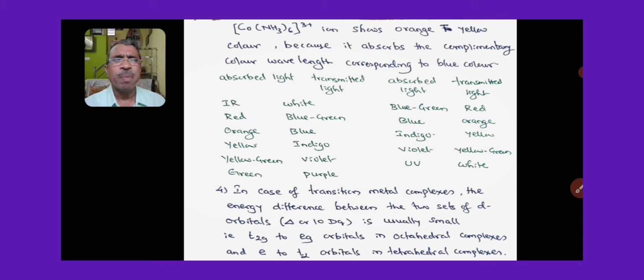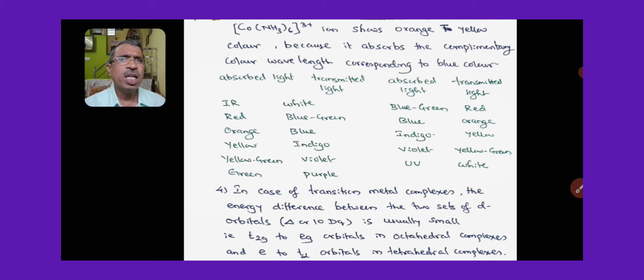If the compound absorbs infrared radiations, the compound looks white. If it absorbs red color, it looks bluish green. Orange color, it looks blue. Yellow color, indigo to violet. The yellowish green color, you get violet color. Green color, you get purple. Bluish green, that's why I'm saying the shades.